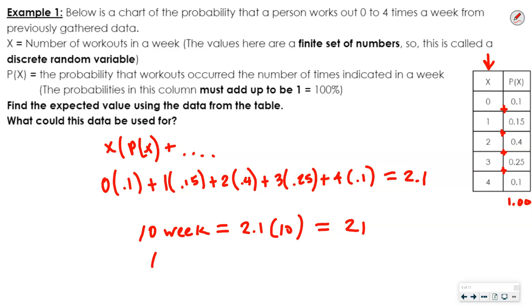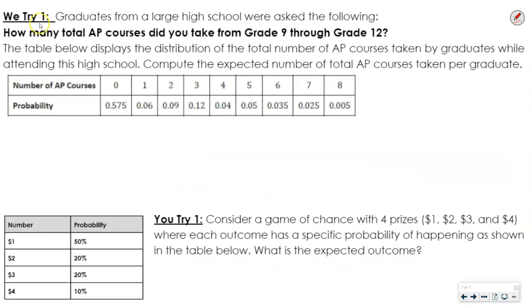What if I was talking about 100 weeks? Then the same thing, right? We could take 2.1 times 100, and that would be 210 times in 100 weeks. That's what that value actually means. Now, it's going to mean different things in different problems.